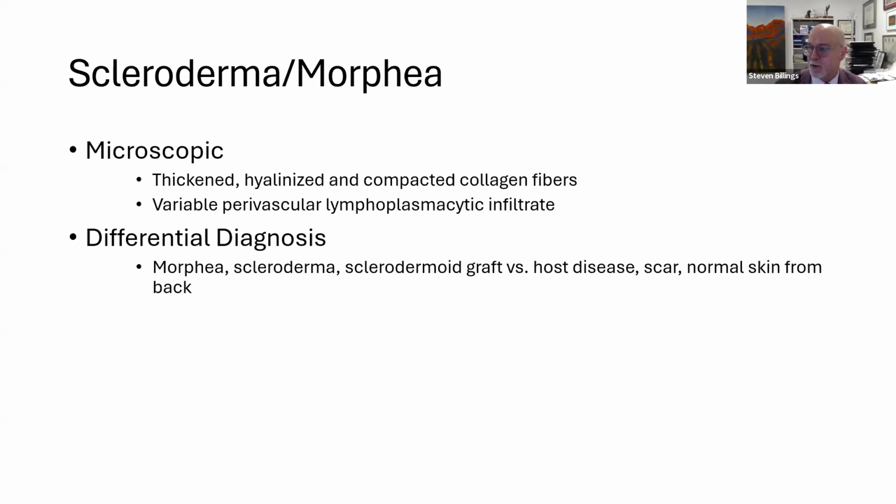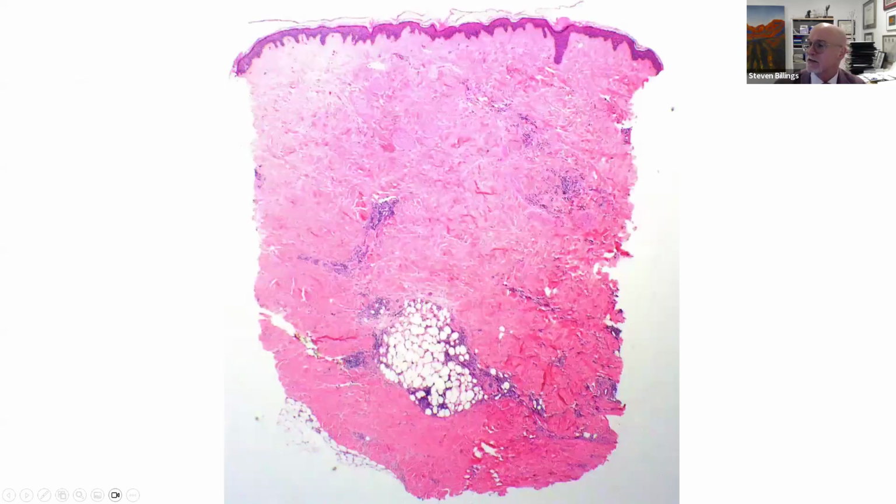So morphea and scleroderma are histologically indistinguishable. Other things that you might consider in the differential diagnosis: sclerodermoid graft versus host disease, which we've already talked about. Scar, and normal skin from the back, if you don't know what to look for, can be confused with scleroderma or morphea. So this is an example of morphea.